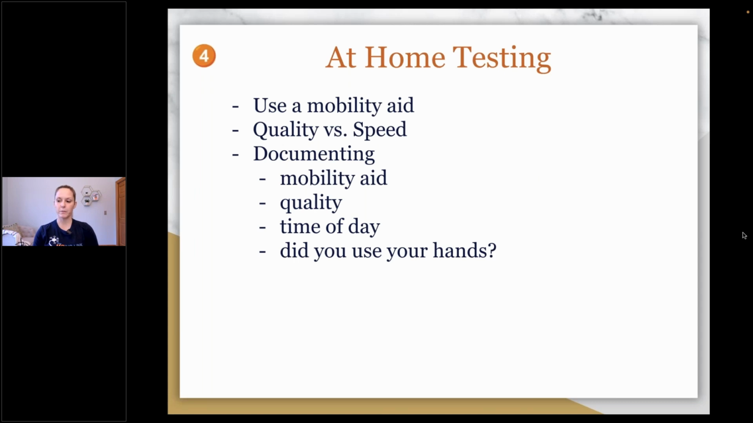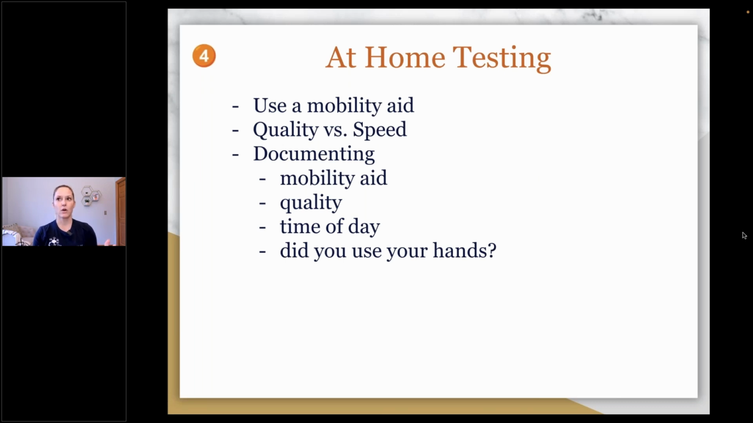So are you using a mobility aid? If so, how much? And are you using any ankle brace, AFOs, electrical stimulation, anything that you can think of? Write it all down. And keeping in mind quality versus quantity, write down both of those things.